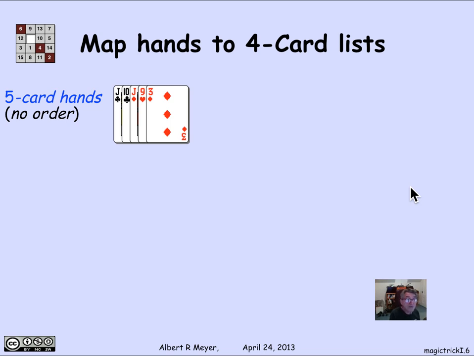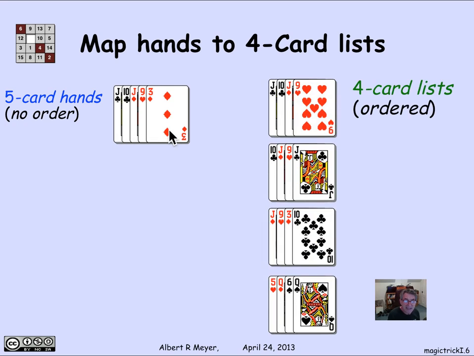So let's suppose that we have five card hands, and we can think of these as a set of five cards as chosen by the audience. And what our job then is to have a recipe so that the assistant can look at a five card hand and pick out a sequence of four cards from the hand. So this five card hand can be associated with the Jack 10, Jack 9, leaving out the three of diamonds. So this is a possible set of four cards from this five card hand, and then the order in which they can be listed.